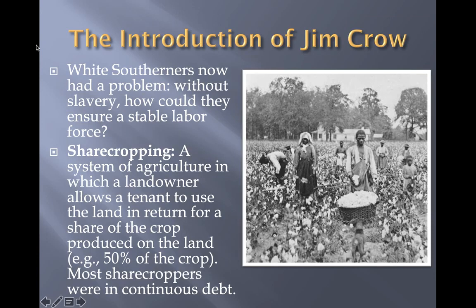And of course, white Southerners now had a little bit of a problem. Without slavery, how could they ensure a stable labor force? And so really, they're going to turn to this process known as sharecropping. It's a system of agriculture in which a landowner allows a tenant to use the land in return for a share of the crop produced on the land. So 50%. And most sharecroppers were in continuous debt.